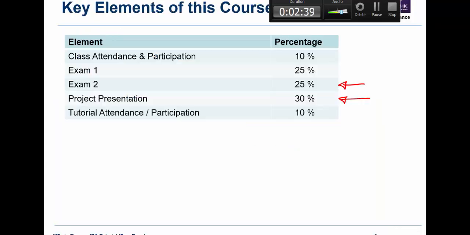Now, as far as the course is concerned, this part is still outstanding, and this part is outstanding. So there are actually 55% still up in the air. So quite a bit to do in the final week.